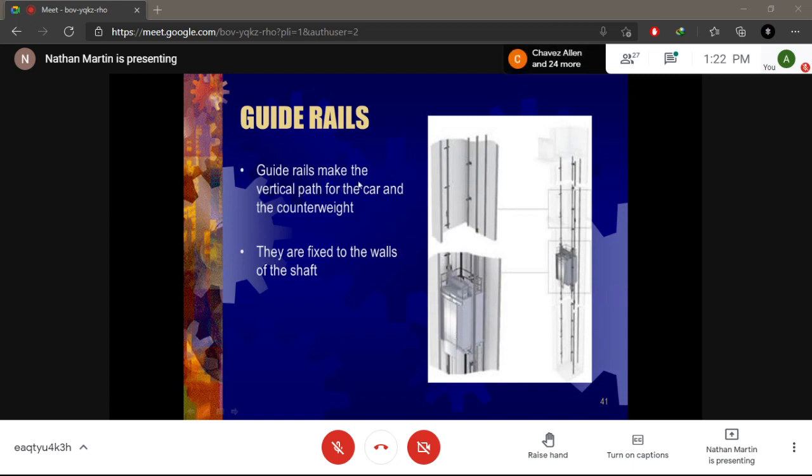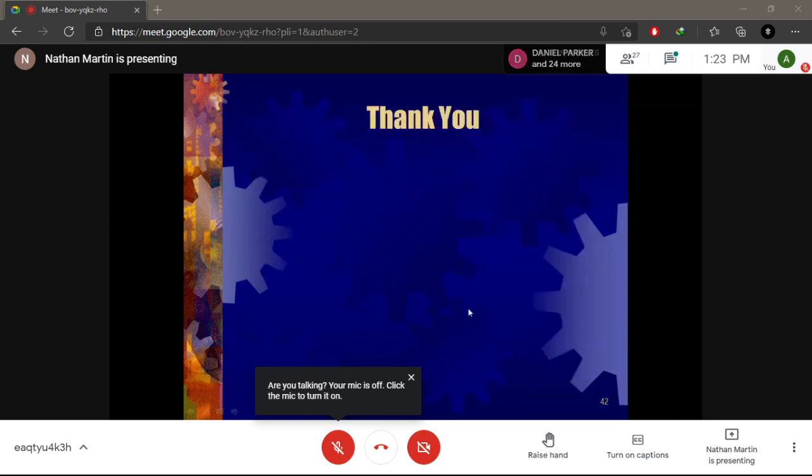Now the guide rails make the vertical path for the car and the counterweight. They are fixed to the walls of the shaft, right? So they are fixed to the walls to guide the elevator up and down.